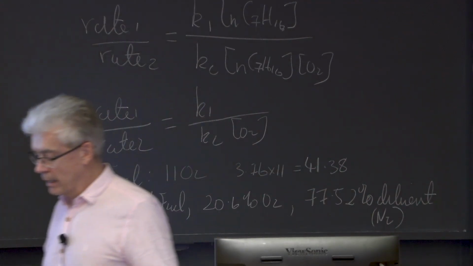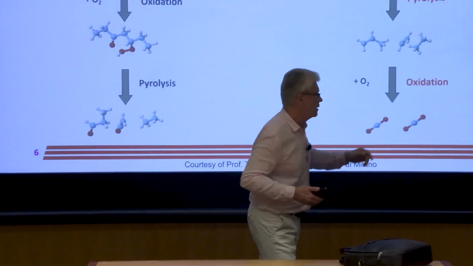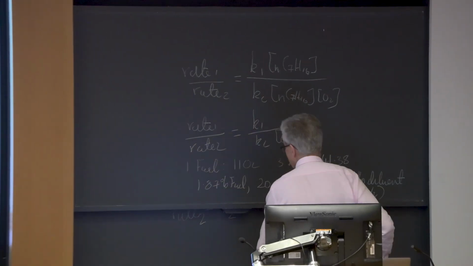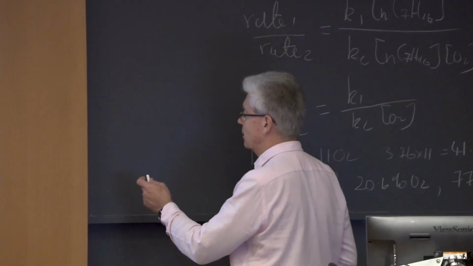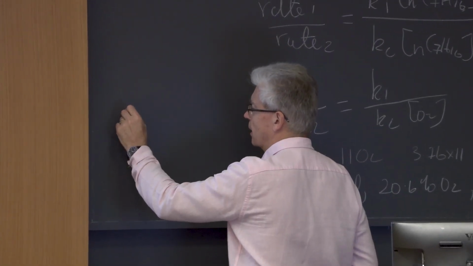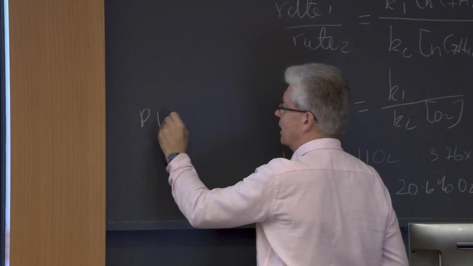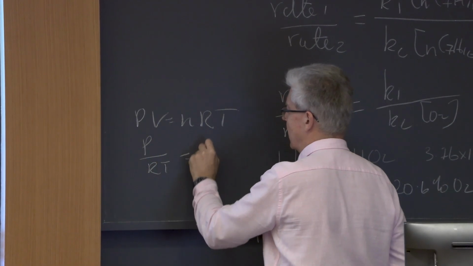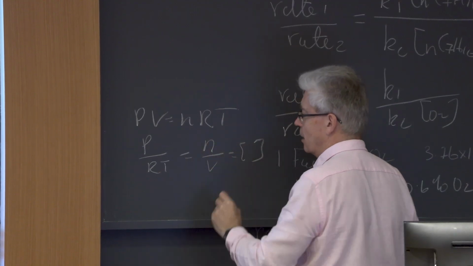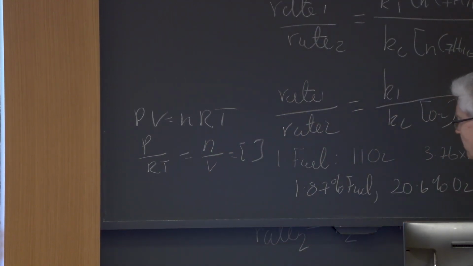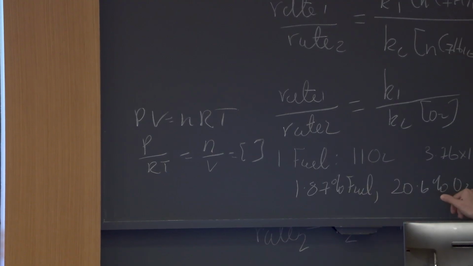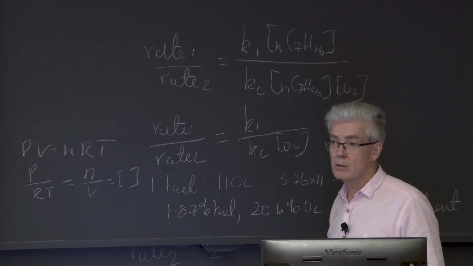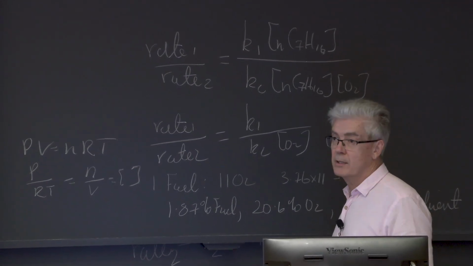Okay, so you have 77.52%. If you have 1.87% fuel and 20.6% O2, let's say we're at 1,000 Kelvin. We have PV equals nRT, so P over RT is equal to n over V, which is the concentration. If we're at 10 atmospheres, what's the partial pressure of oxygen? It's 0.206 times 10, so it's 2.06.